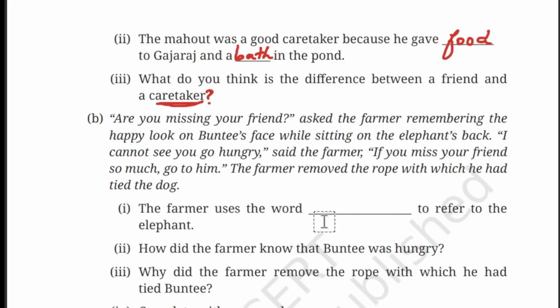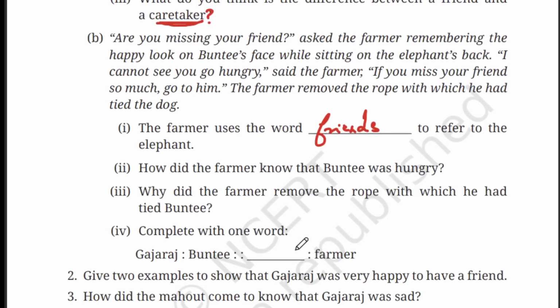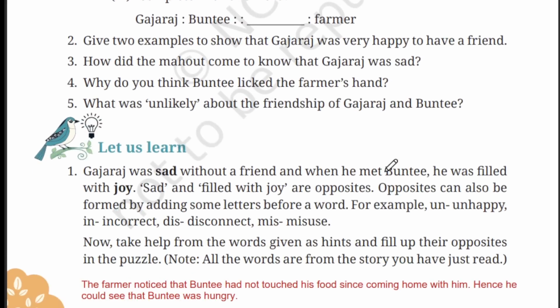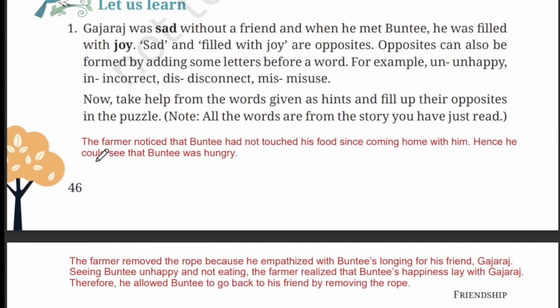The farmer uses the word friendship to refer to the elephant. So you have to write friendship, or you can even write friends. How did the farmer know that Bunty was hungry? The farmer noticed that Bunty had not touched his food since coming home with him. Hence, he could see that Bunty was hungry. So, that is the reason.